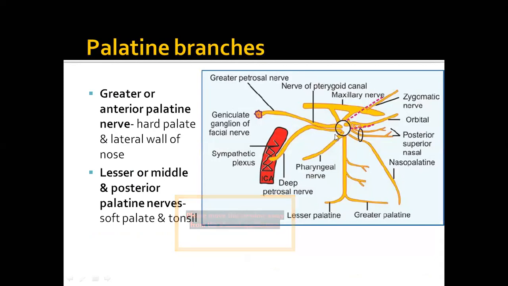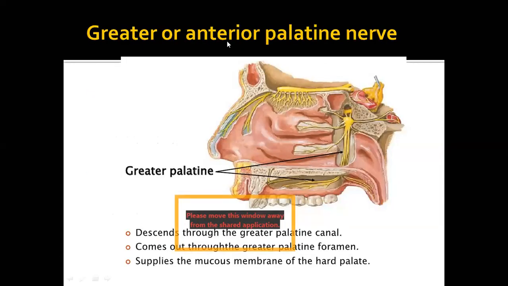This is a schematic diagram you can use for drawing. This branch is the palatine branch. It divides into greater palatine and lesser palatine nerve. Now see the distribution of the greater or anterior palatine nerve. It passes through the greater palatine foramen, which is near the apex of the pterygopalatine fossa, and runs along the lateral wall of the hard palate here.